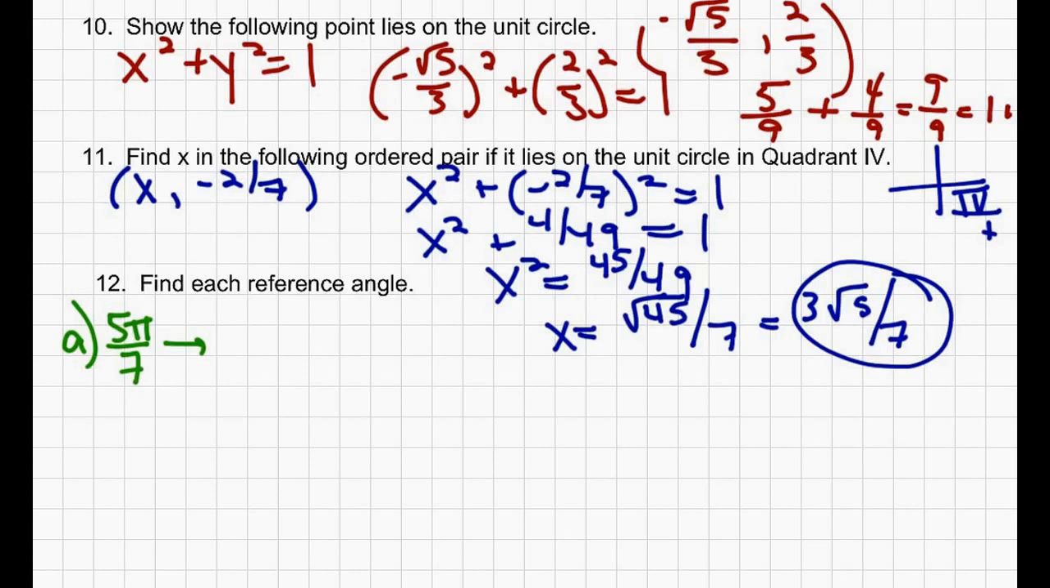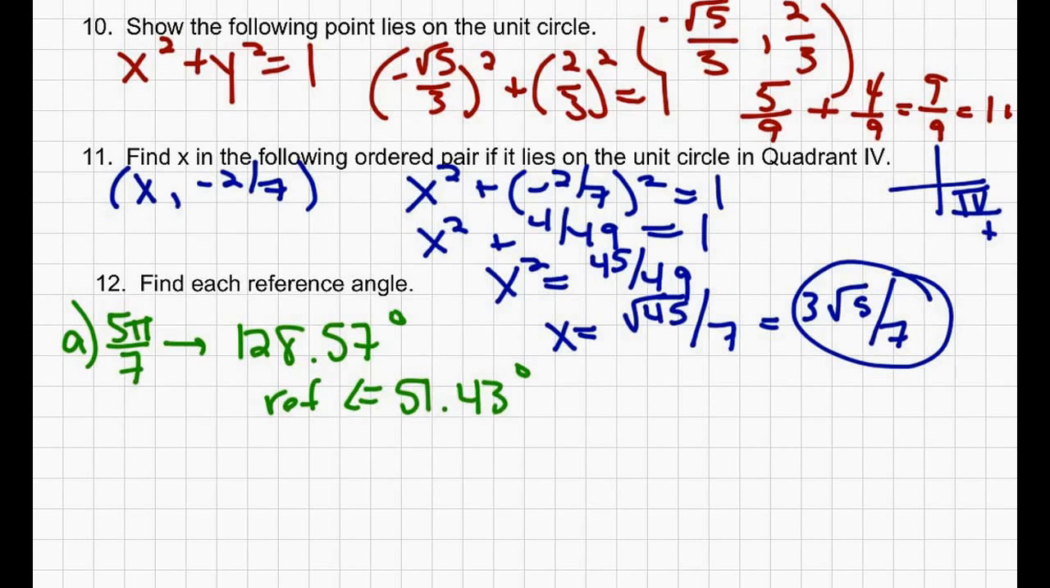Since pi is 180, I'm just going to multiply 5 times 180, and then I'm going to divide that by 7, and I end up with something around 128.57 degrees. Well, that's in the second quadrant. To find the reference angle, I'm going to subtract 128.57 from 180. And I'm going to get something in the range of 51.43 degrees.